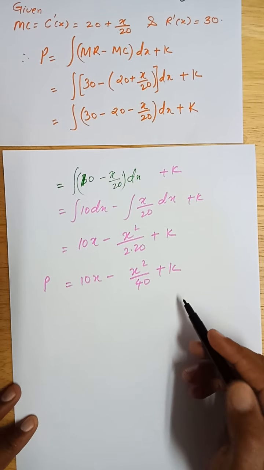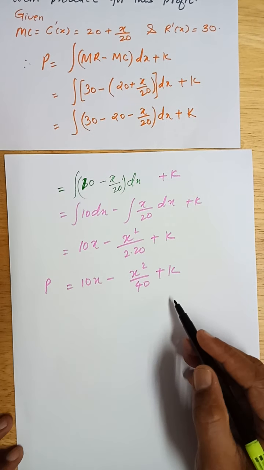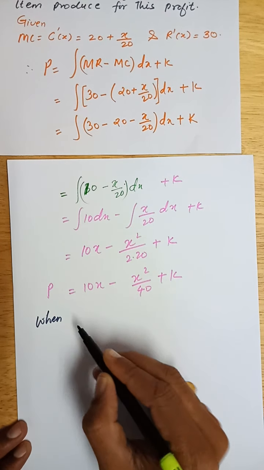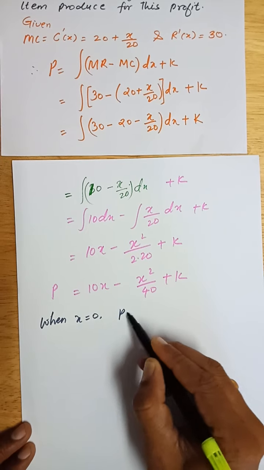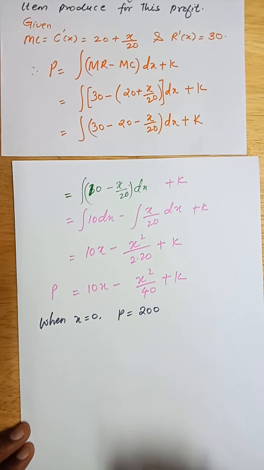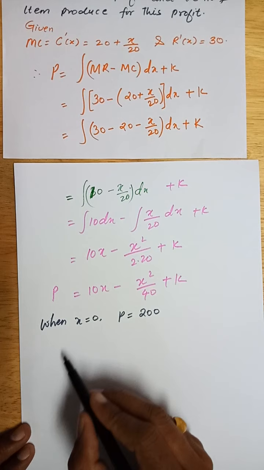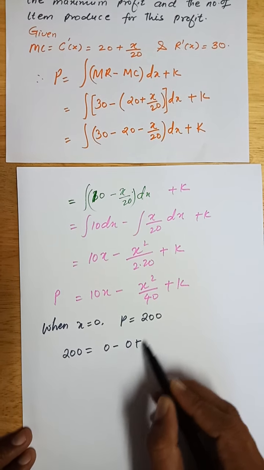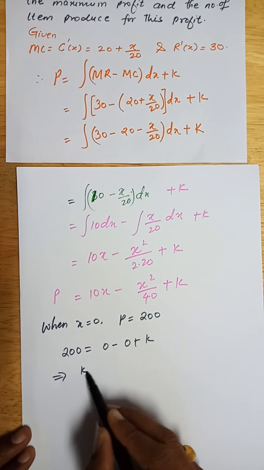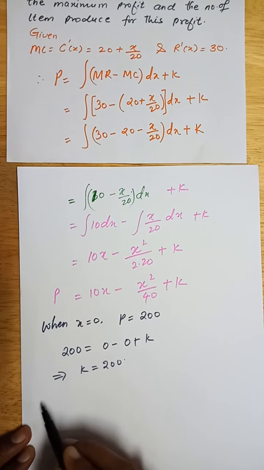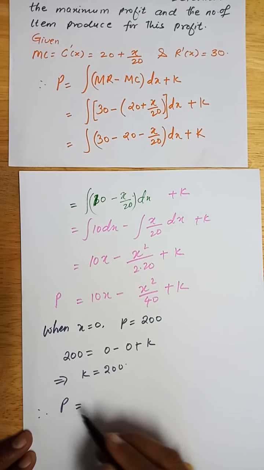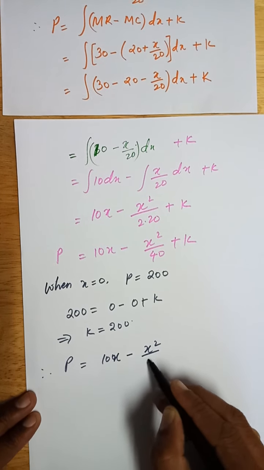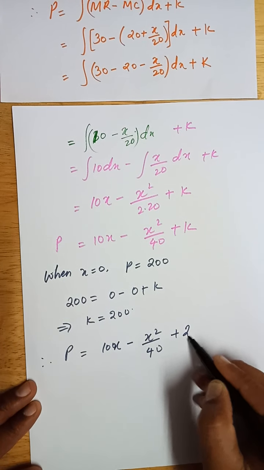So now you need to find the value of K and substitute in the profit function. When x is equal to 0, it's given in the question, your fixed cost was given 200. Therefore 200 is equal to 0 minus 0 plus K, which implies that your K is equal to 200. Therefore, your profit function P is equal to 10x minus x squared divided by 40 plus 200.